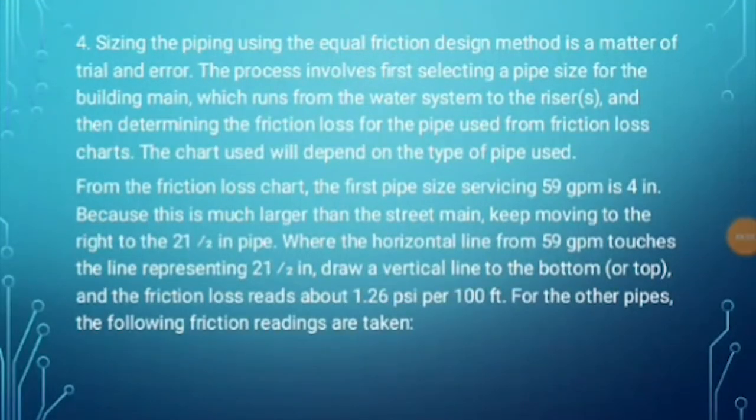Sizing the piping using the equal friction design method is a matter of trial and error. The process involves first selecting a pipe size for the building main, which runs from the water system to the riser, and then determining the friction loss for the pipe used from the friction loss chart. The chart used will depend on the type of pipe used. From the friction loss chart, the first pipe size, servicing 59 GPM, is 4 inch. Because this is much larger than the street main, keep moving to the right to 2 1/2 inch pipe, where the horizontal line from 59 GPM touches the line representing 2 1/2 inch. Draw a vertical line to the bottom or top, and the friction loss reads about 1.26 psi per 100 feet. For the other pipes, the following friction readings are taken.